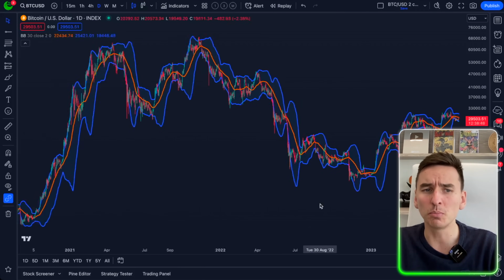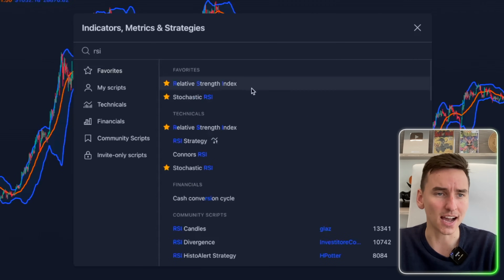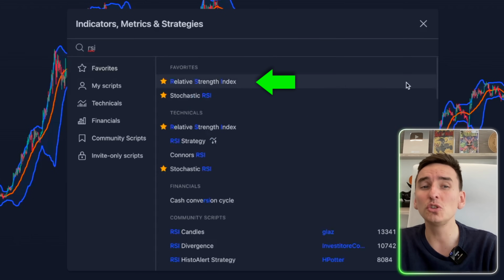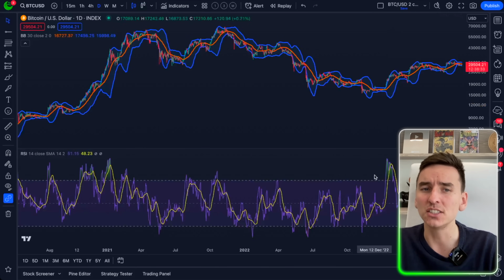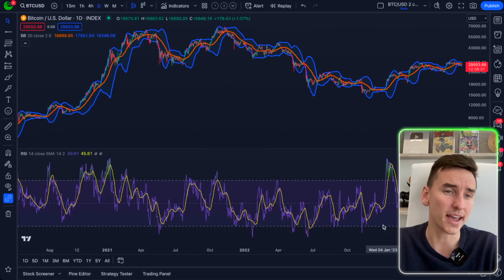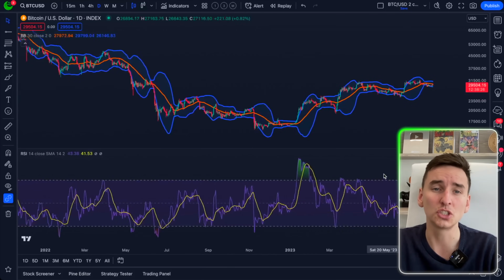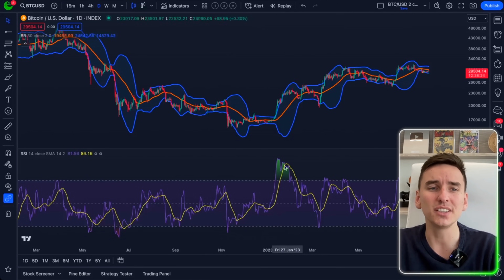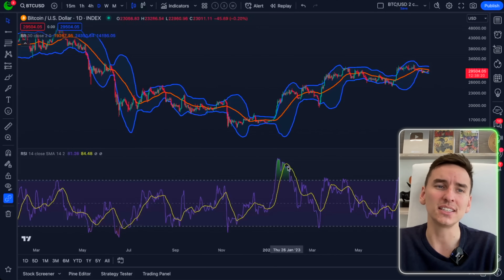Now that you have the Bollinger Band set up, it's time to add RSI, Relative Strength Index. For this, head over to indicators again and type in RSI. Click on the top result, which should be the relative strength index. Now you should make sure that the upper band is on the number 70 and the lower band is on 30. RSI is a very helpful tool for determining if a cryptocurrency is being overbought or oversold. If it's above 70, it means it's overbought. If it's below 30, it's oversold.